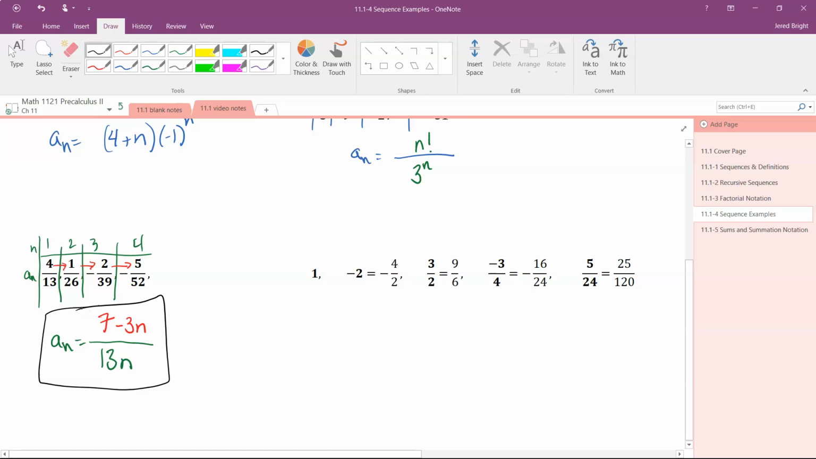Again, my strategy here is to take a look at it, see what you see, try writing a form for it, and if it works, great. If it doesn't, try again.